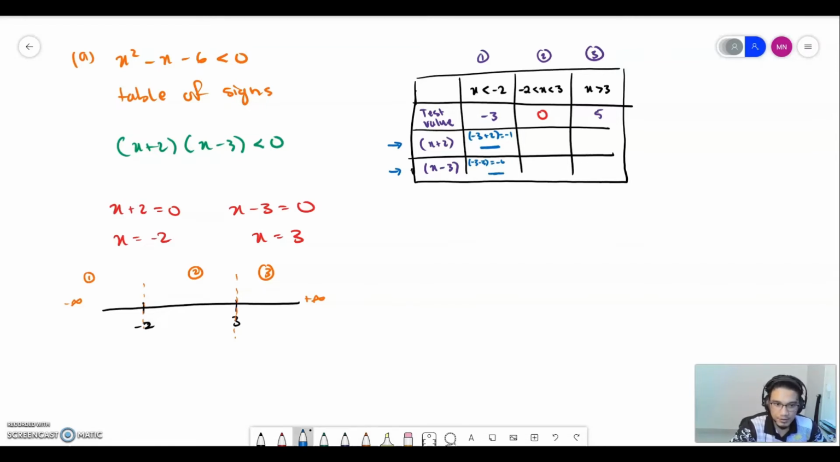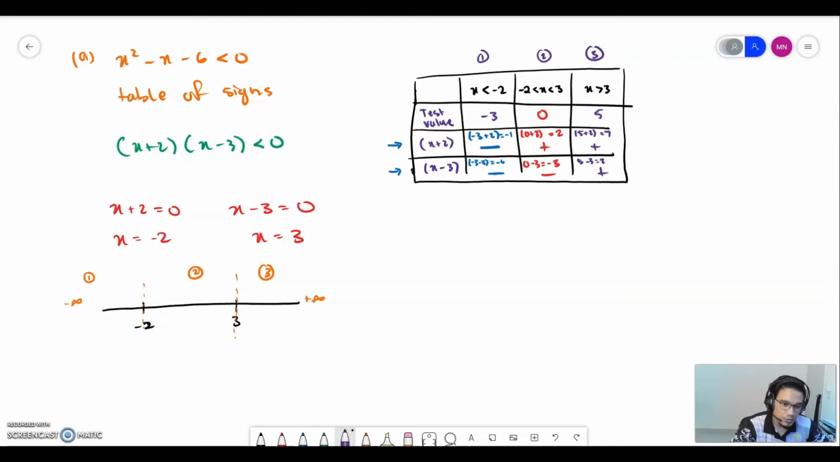Now let's move on to the third column, which is the second region. We have our test value that is 0. We substitute 0 into the first root, so we have 0 + 2, equal to 2. So 2 is positive. Then 0 - 3, we have -3. So it is negative. Then for the third region, x is bigger than 3. So we have 5 + 2 equal to 7. So 7 is positive. And then we have 5 - 3 equal to 2. Then it is also positive.